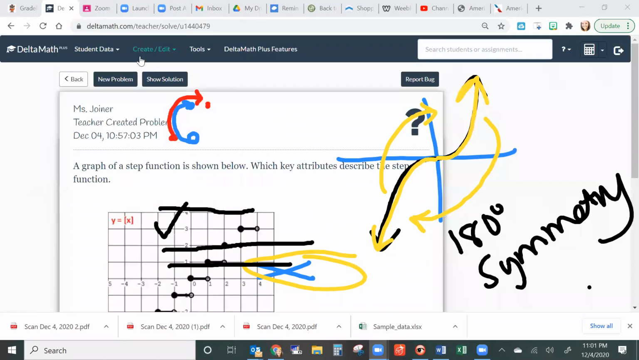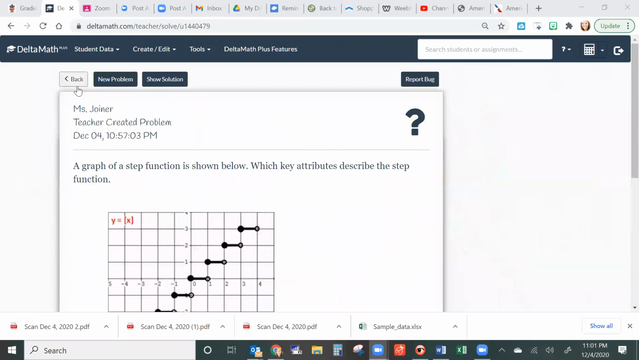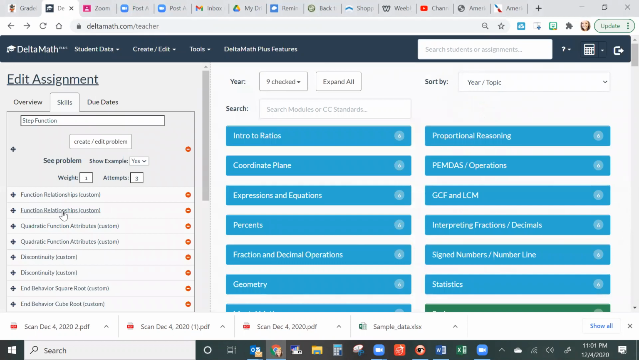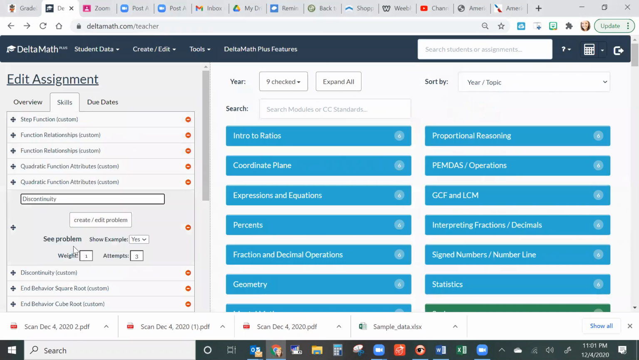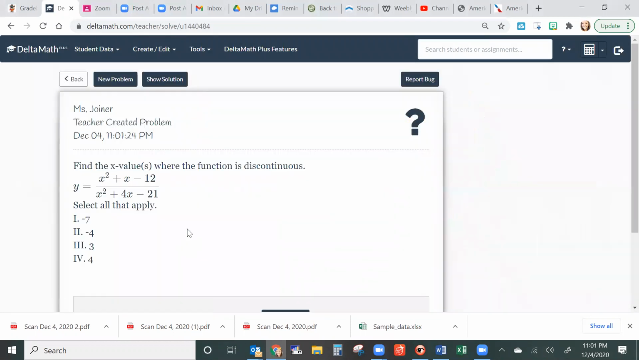All right. Let's see. Let's go to discontinuity here, first one.